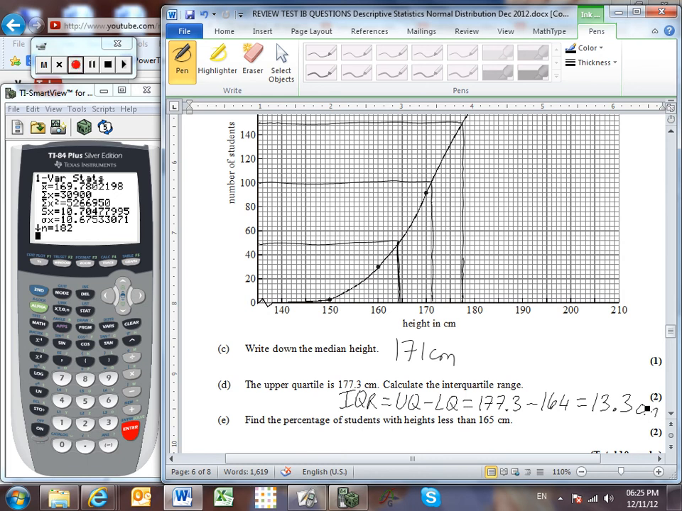And then part E says find the percentage of students with heights less than 165. So 165 is right here. Let's go up to 165 and we'll trace across.